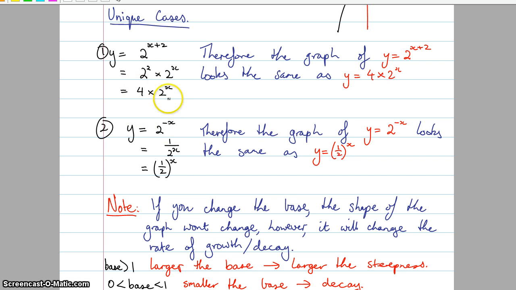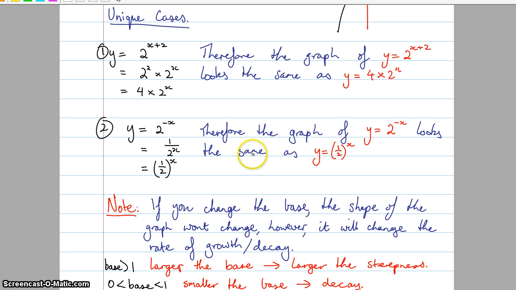Another little trick that can happen is that if you've got a reflection in the y-axis, using algebra, I can turn 2 to the power of negative x into 1 over 2 to the power of x, just dropping it down and changing the sign, and that is the same as a half to the power of x. Therefore, the graph of y equals 2 to the power of negative x actually looks the same as y equals half to the power of x.